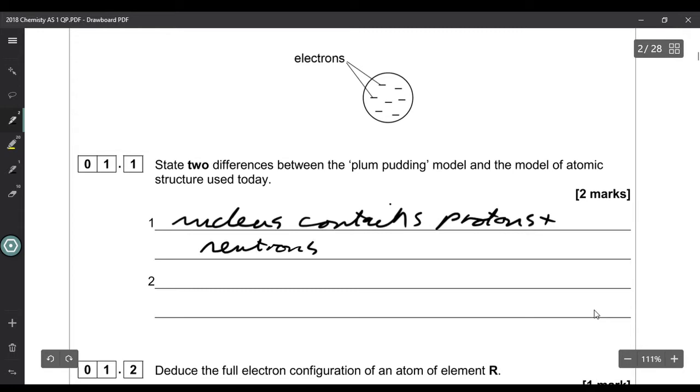Also in the plum pudding model, we know that the electrons are embedded within the molecule, where now we say that the electrons are arranged in shells. So that could be our other part to the answer. The electrons are arranged in shells.